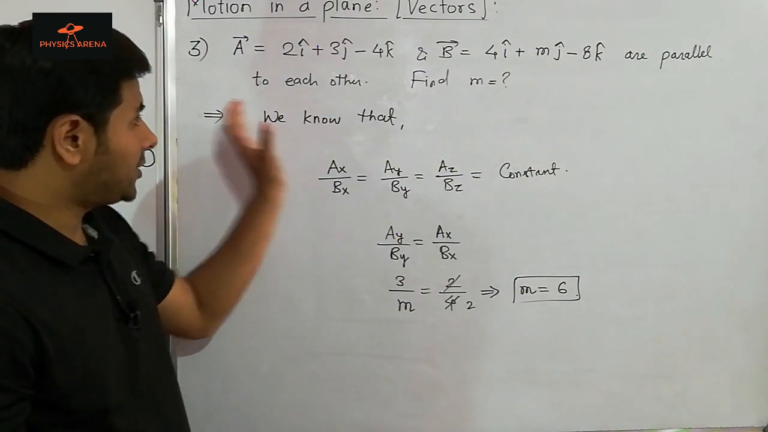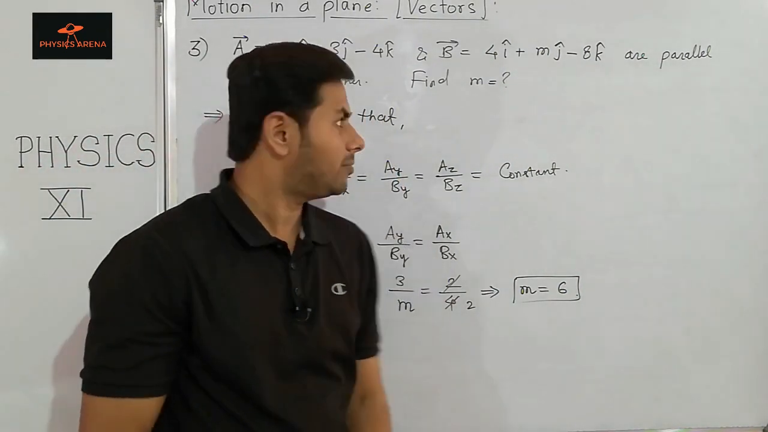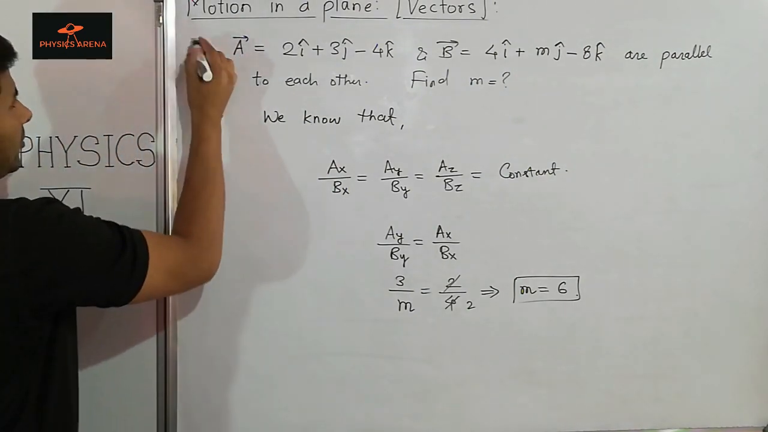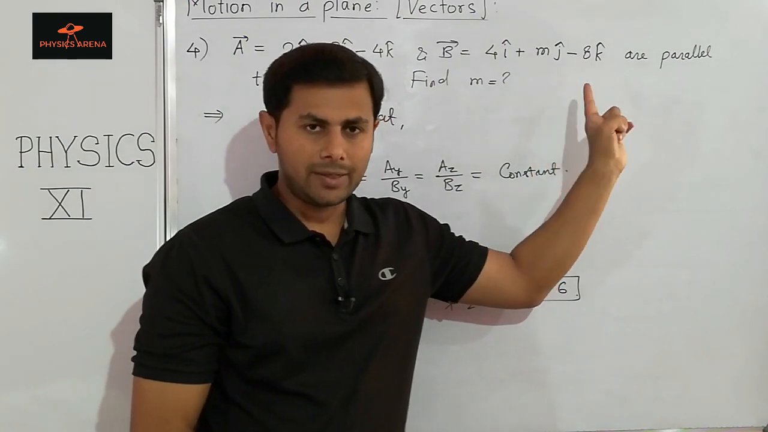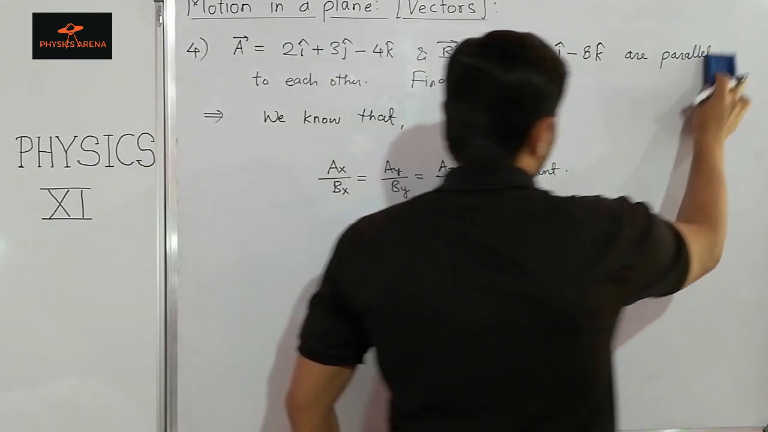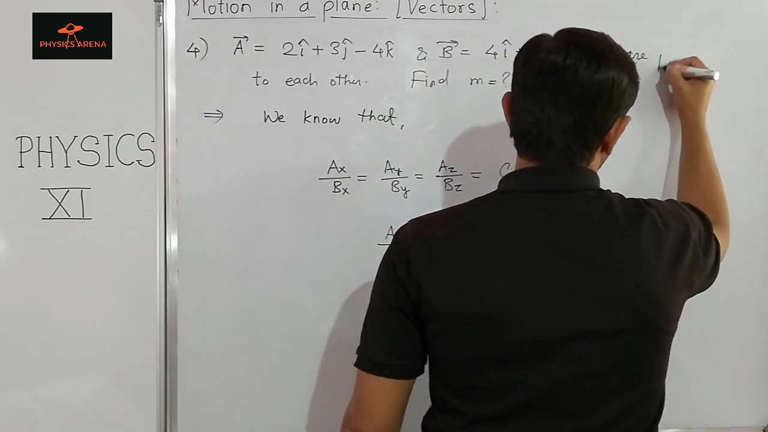Now I will change the condition in this problem, and let's see problem number 4 now. a bar equals this, b bar equals this, and they are perpendicular to each other.